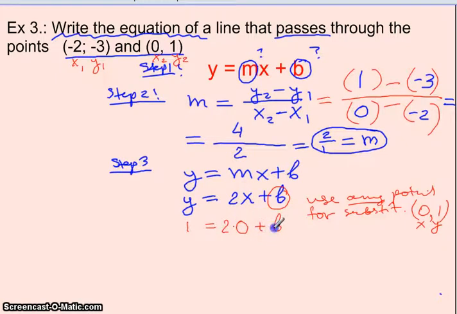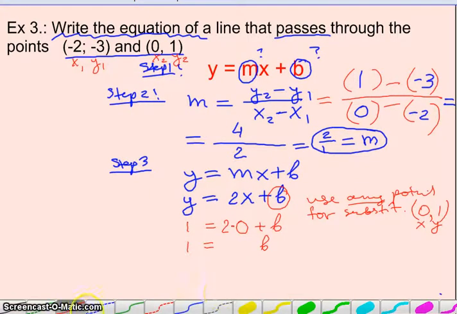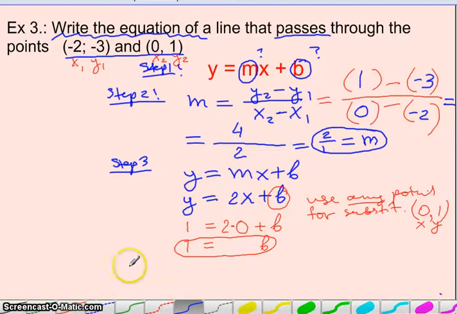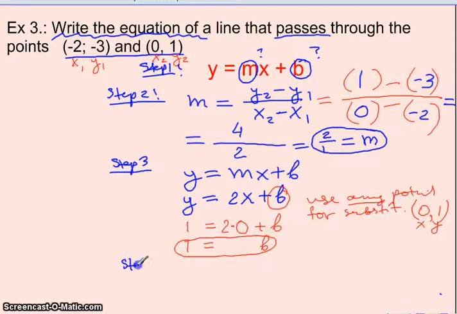I still do not know the b, but that's exactly why I'm writing this equation, to find that b. Let's simplify everything we can. 2 times 0 is a 0 plus b. Well, since it is a 0, I don't really have to write it. So I actually already found my b. b equals 1. So we are one step away from finishing our question.